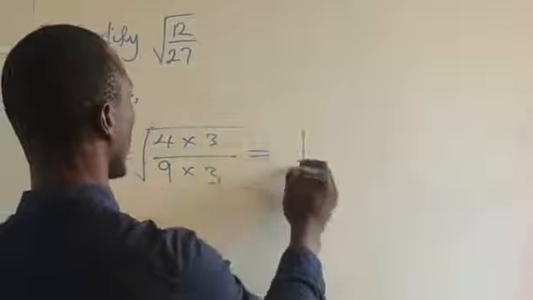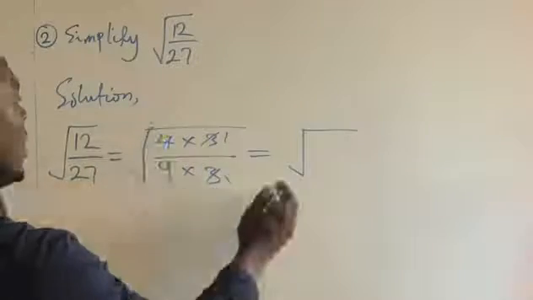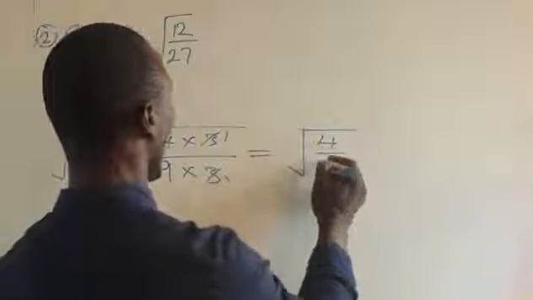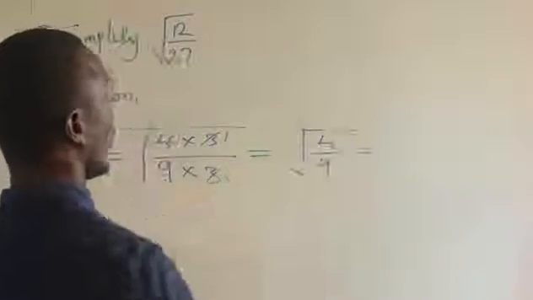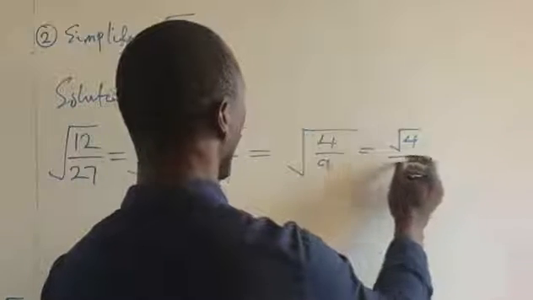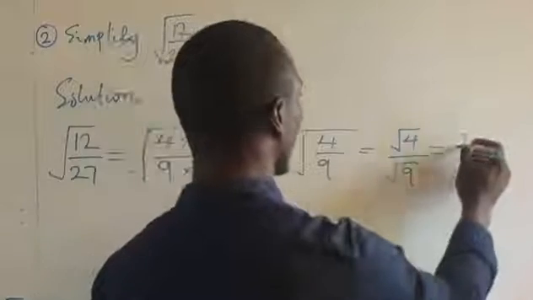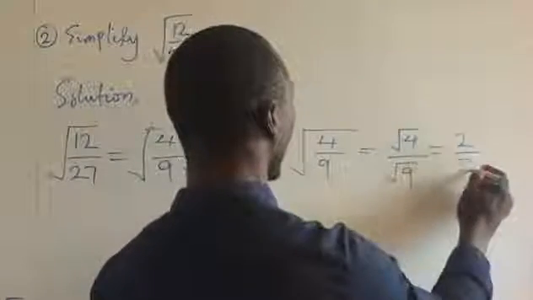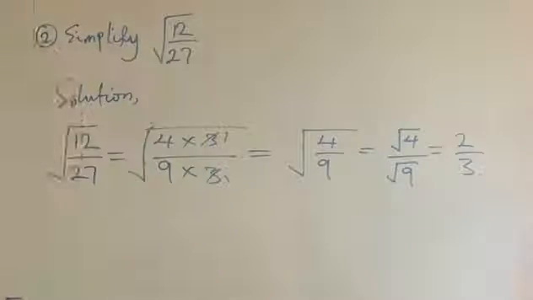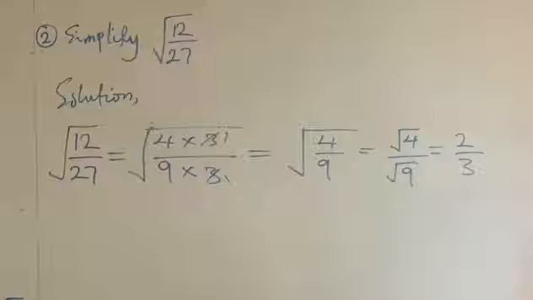So which is equal to square root of 3 over 3, 3 over 3 cancels out. So we are left with 4 all over 9. Then square root of 4 over 9 is the same thing as square root of 4 all over square root of 9, which is equal to square root of 4 is 2 all over square root of 9, 3. So this is the division law of Surds. Thank you.